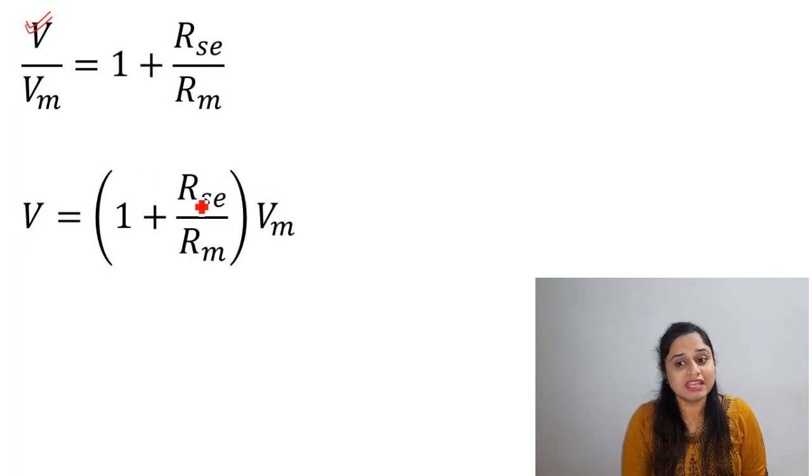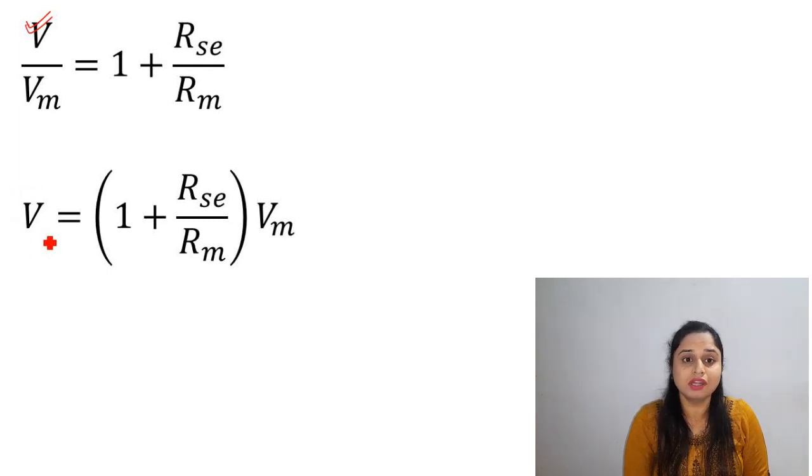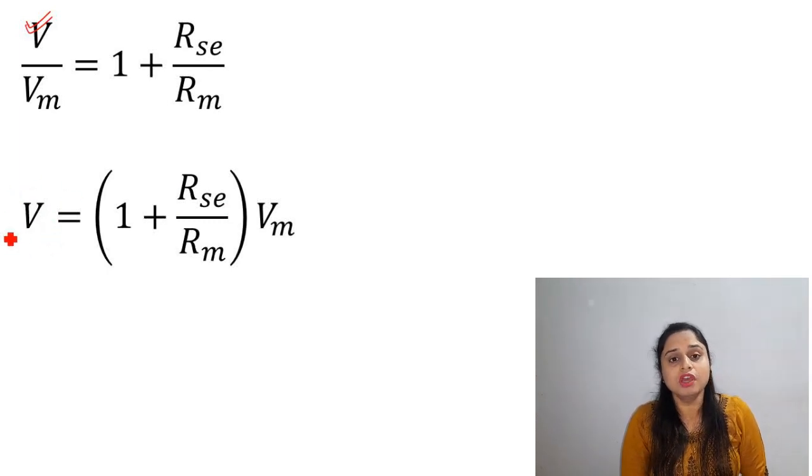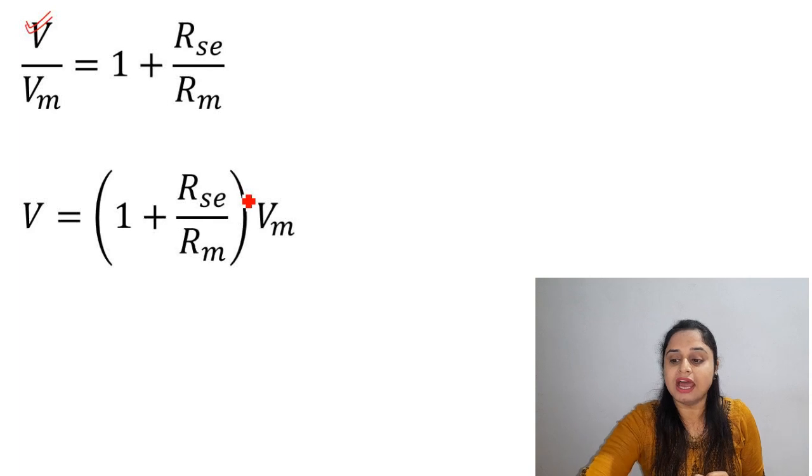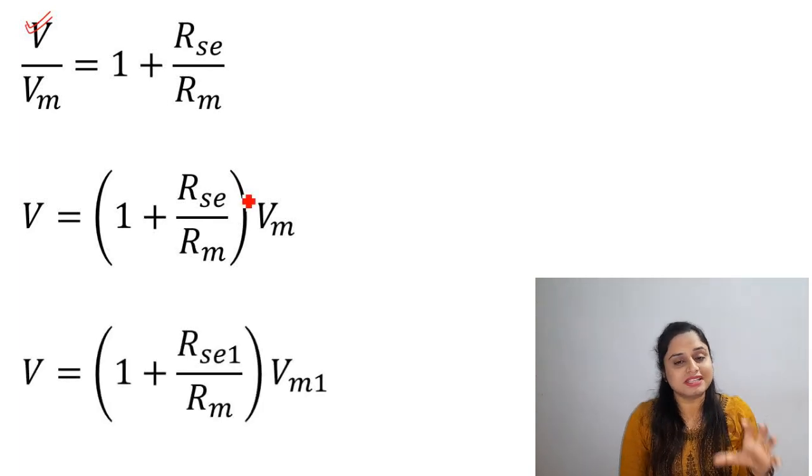So here when RSC is changed, your Vm will get changed, but the load voltage will not change. Therefore, we have to find out the value of this load voltage first. Fine. Here, for the first condition, what will the value of this load voltage be? It becomes RSC1 and Vm1. The resistance across the voltmeter will remain the same.